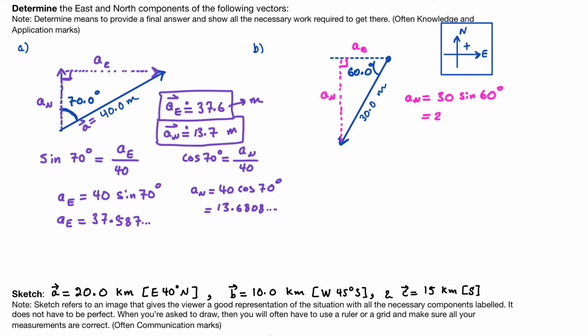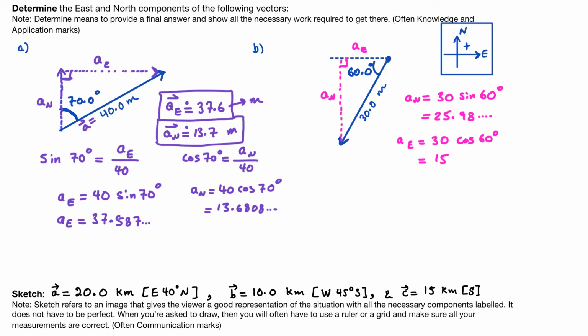And this is going to be 25.98... And to find the east component, or the magnitude, just the size of it, I have to multiply the hypotenuse, since this is adjacent, by cosine of 60. And when I do that, I will get 15.